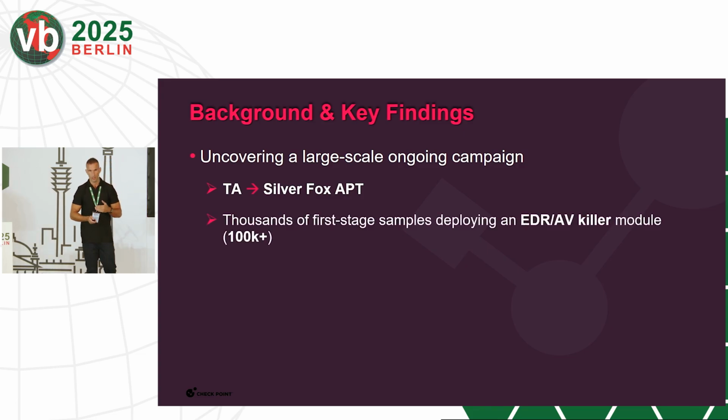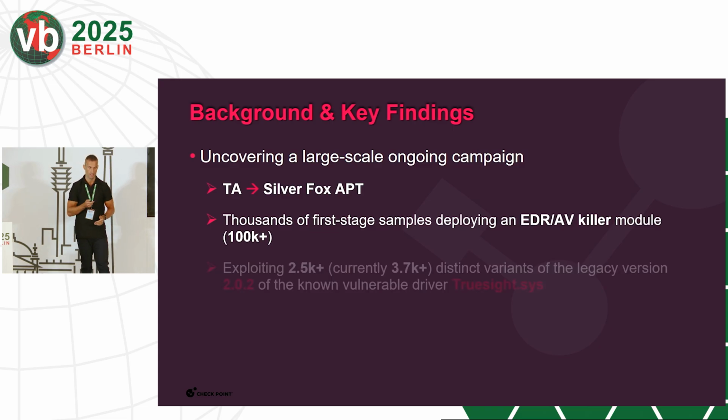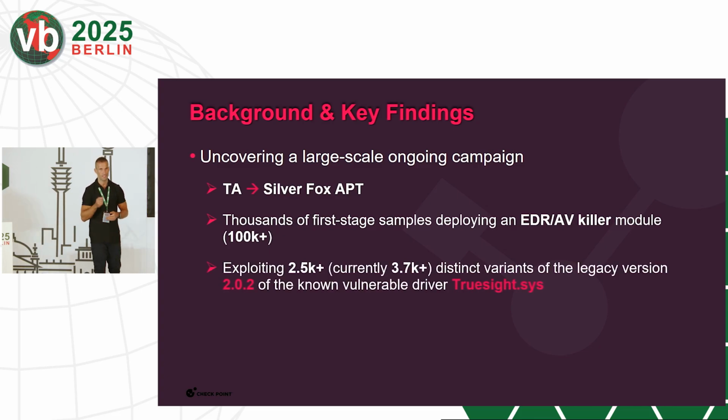We found that during the campaign, more than thousands of first-stage samples deployed an EDR/AV kill module. In reality, those numbers were super large. It was a massive campaign involving hundreds, thousands of different initial-stage samples. Where did we get these kinds of numbers? Well, we found that this campaign was exploiting over 2.5 thousand distinct variants of the legacy version 2.02 of the known vulnerable driver TrueSight.